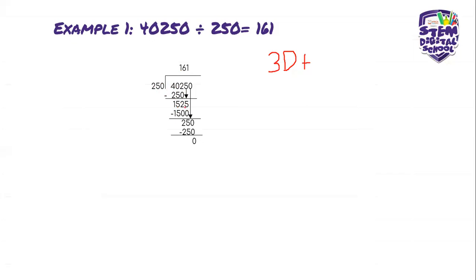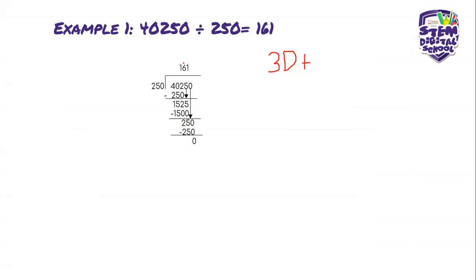It's not a multiple of it, but I want to look for the multiple which is close by. If I think about it, it's 1,500, right? If you count 250, 500, 750, 1,000, 1,250, 1,500. So it's 6 times. 6 multiplied by 250 is 1,500. 1,525 minus 1,500 gives me 25. Bring down the 0, which makes it now 250.